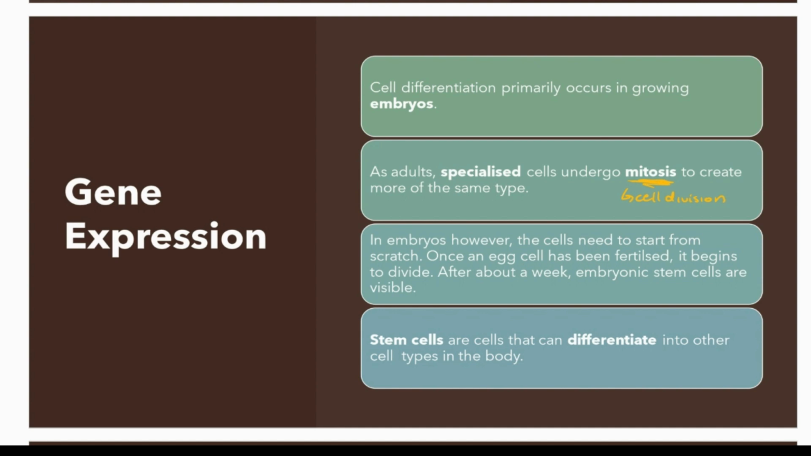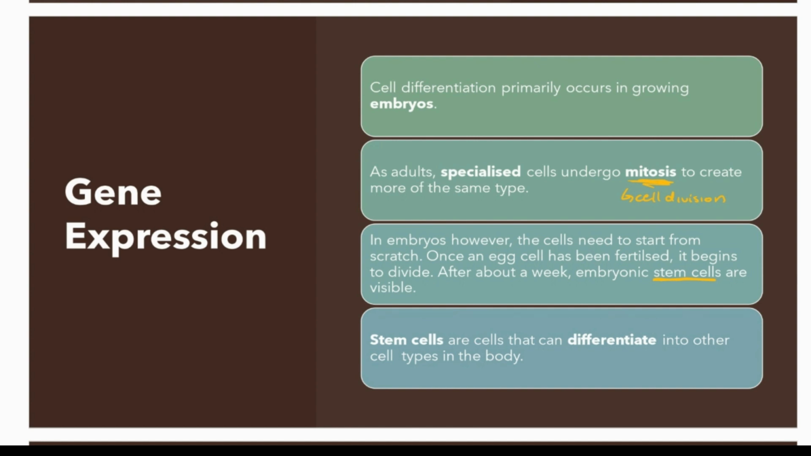In embryos, however, like I said, those cells need to start from scratch. So once your egg has been fertilized, it begins to divide through mitosis. After about a week, we have what are called embryonic stem cells. This is a pretty important term here: stem cells. These are cells that can differentiate into other cell types in the body.